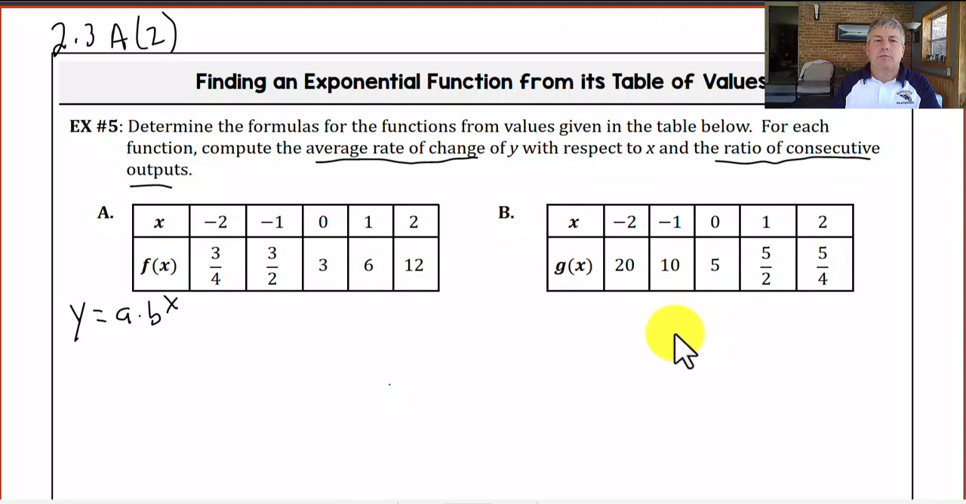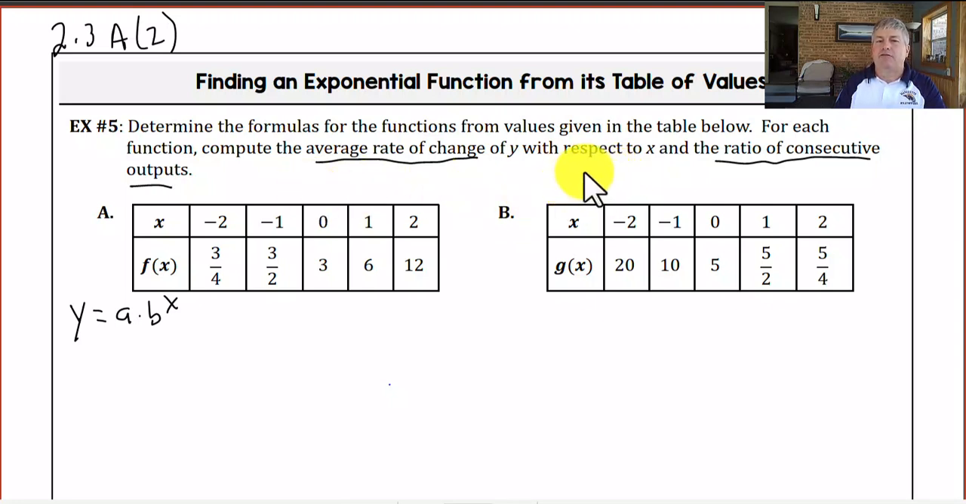Welcome back. The objective of this video is to find an exponential function from its table of values. We'll explore some things about exponential growth and decay, and then we'll compare and contrast a linear function from an exponential function. Example 5 says, determine the formulas for the functions from the table of values below.